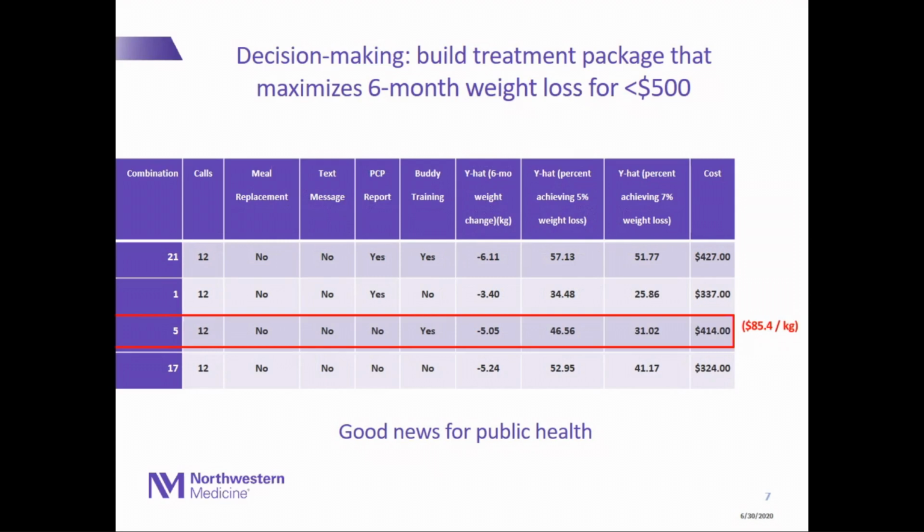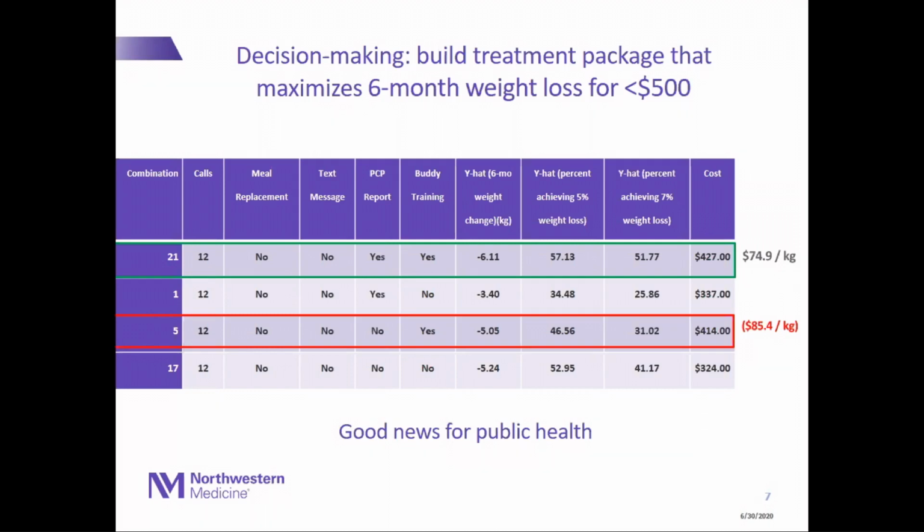But if you click again, and you now go to what we get if we add the primary care report to the buddy training and the 12 coaching sessions, now you see that if you had just $13 more for this treatment, which costs $427, you can now get an additional kilo of weight loss, and 50% of your sample is now getting 7% weight loss.